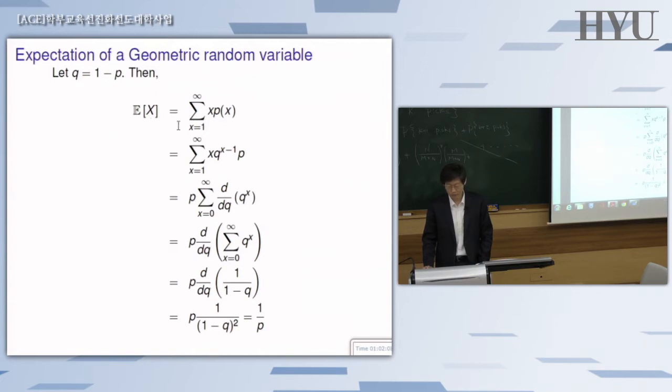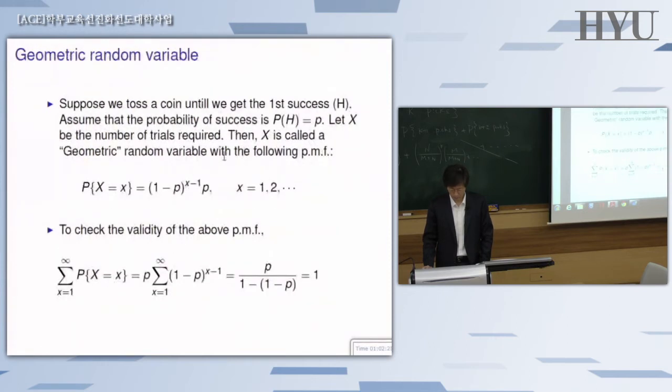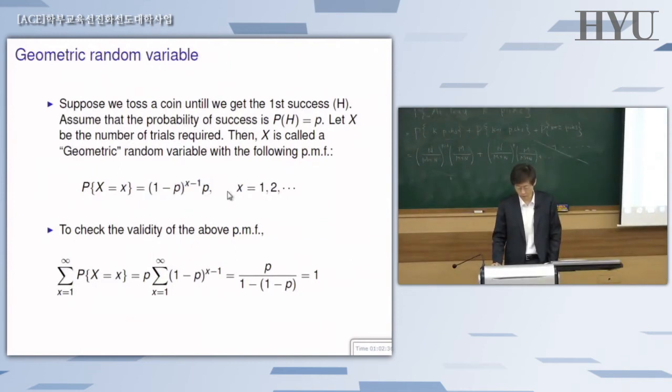So E of x, by definition, is this one. All the values taken by this geometric, times its probability mass function. And we figured out the PMF already. So the PMF was this one. Find it here. So failure probability first, raised to the power of k minus 1, and then times p, which is the success probability.